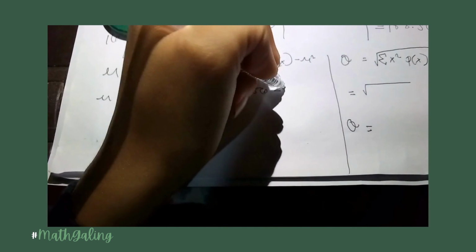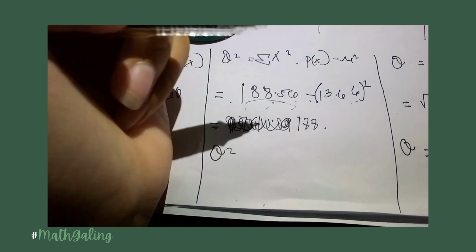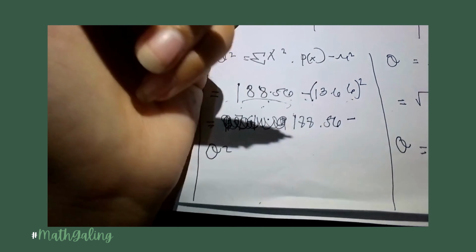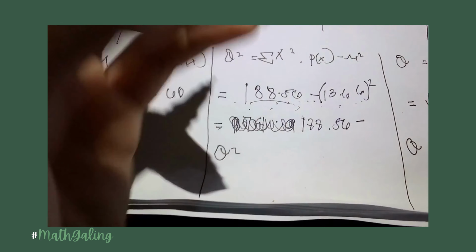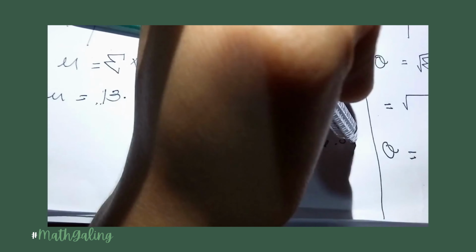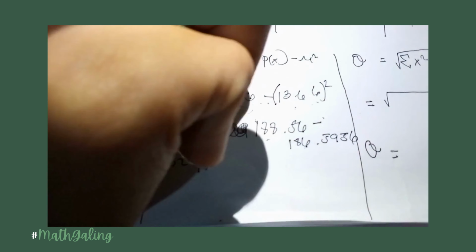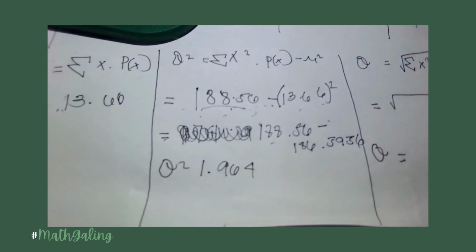188.56 minus the square of 13.66. Copy the 188.56, then minus 13.66 squared, which is 186.5956. So 188.56 minus 186.5956 is equal to 1.964.